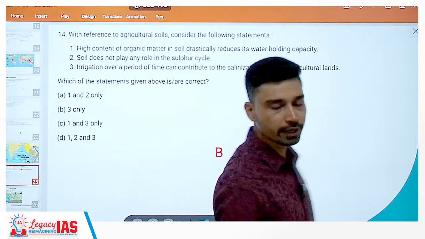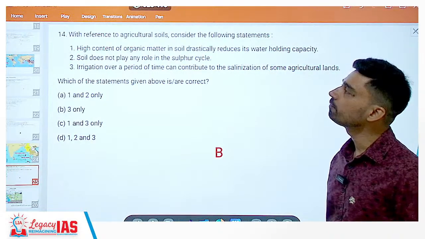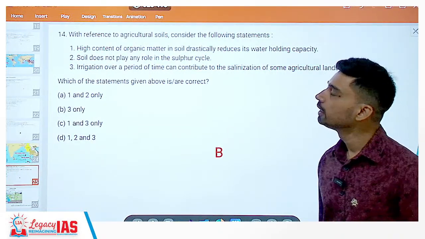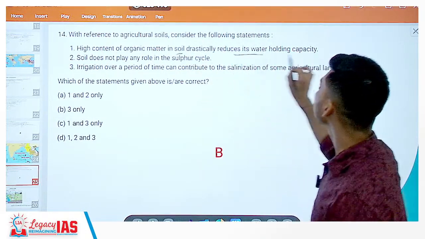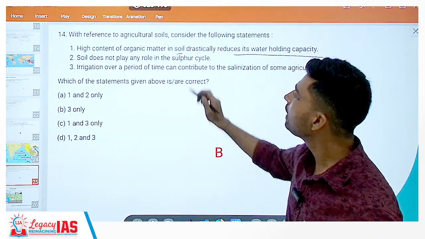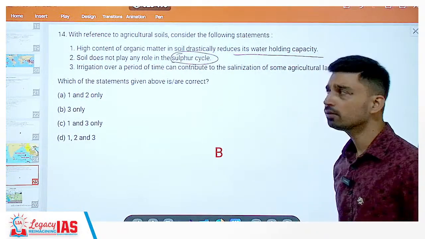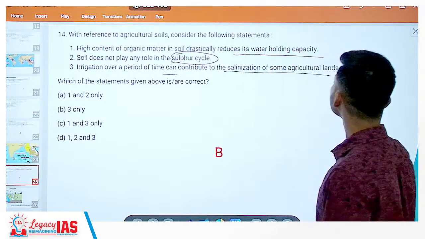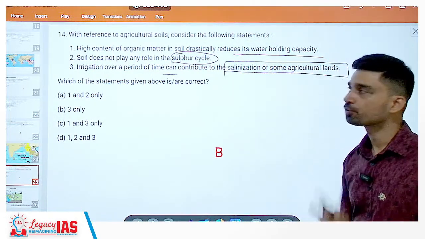Next, the question is asked about the soils of India. With reference to agricultural soils, consider the following statements. First, the high content of organic matter in the soil drastically reduces its water holding capacity. Second, soil does not play any role in the sulfur cycle. And third, irrigation over a period of time can contribute to the salinization of some agricultural lands. So, you have to pick the correct option from the three.